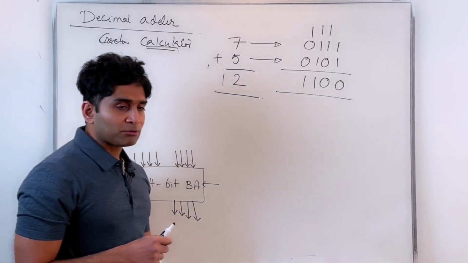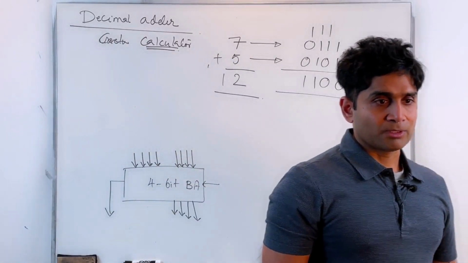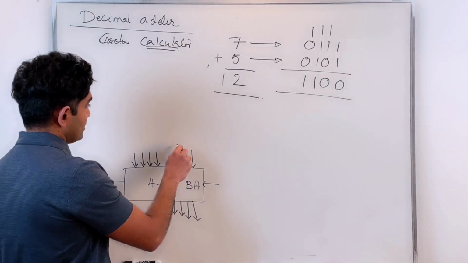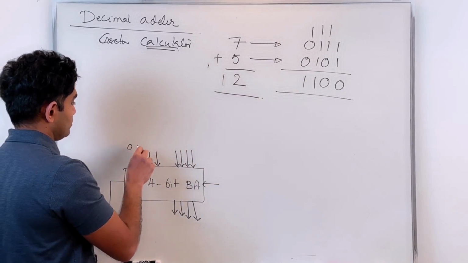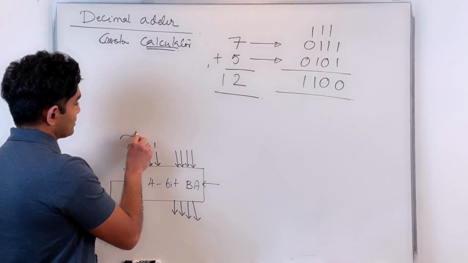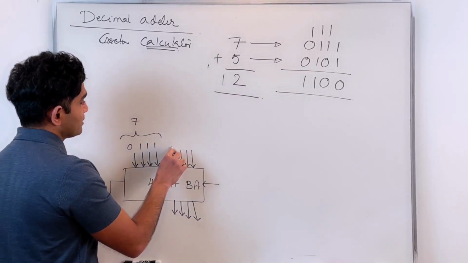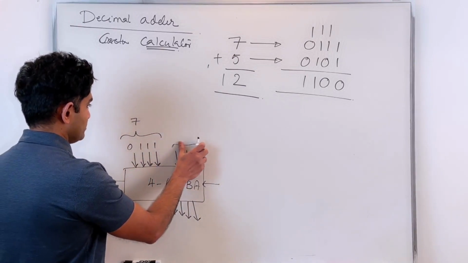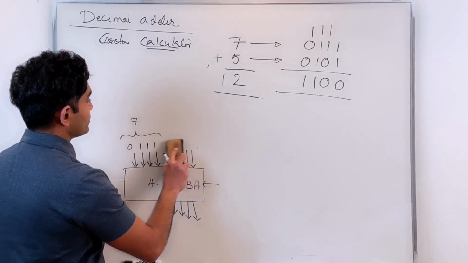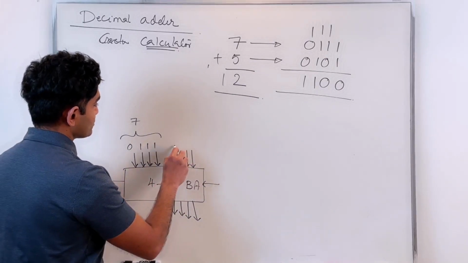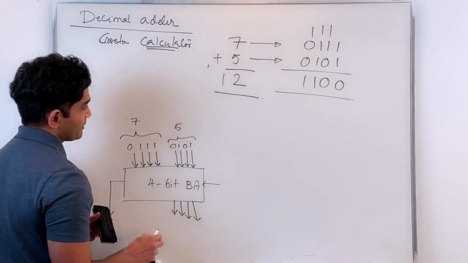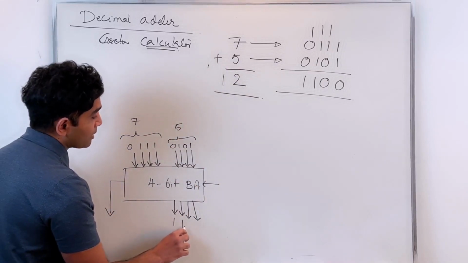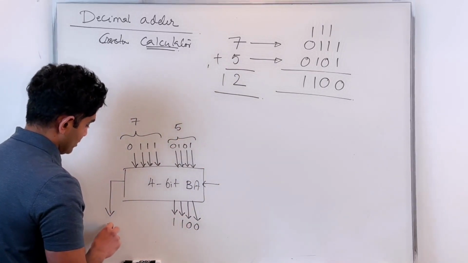Now, what can you say about the sum? When I apply it here, that's my first BCD number, 0, 1, 1, 1, which corresponds to the digit 7. This corresponds to the digit 5, which is 0, 1, 0, 1. I get a sum 1, 1, 0, 0, carry out of 0.